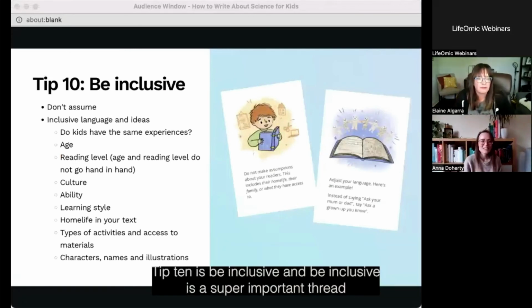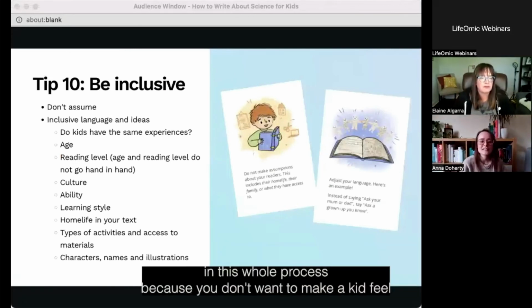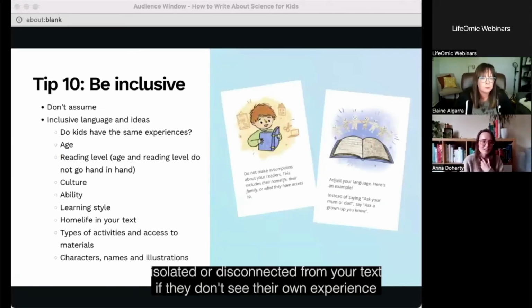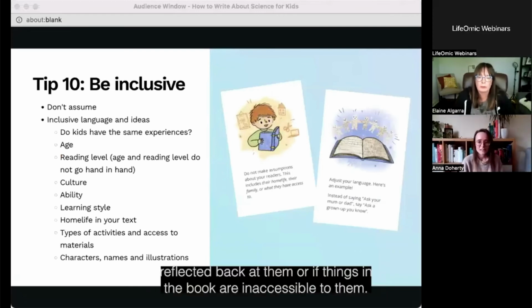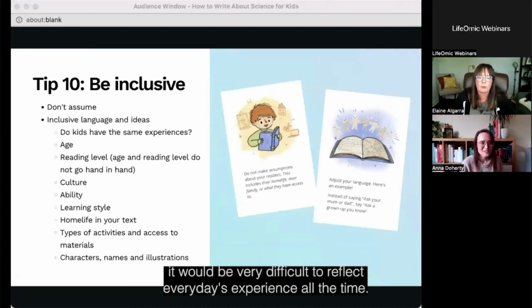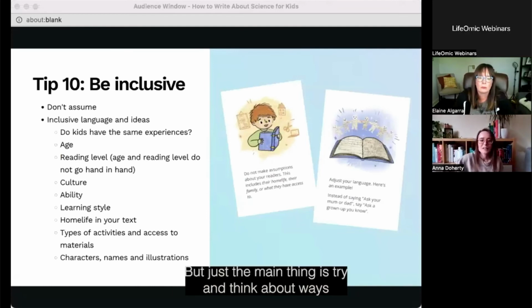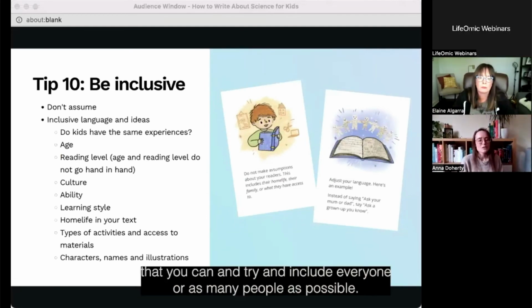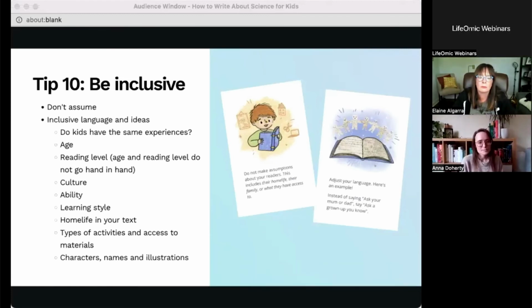And be inclusive is a super important thread in this whole process, because you don't want to make a kid feel isolated or disconnected from your text if they don't see their own experience reflected back at them, or if things in the book are inaccessible to them. And of course, it would be very difficult to reflect everybody's experience all the time because everybody is different. But the main thing is to try and think about ways that you can include everyone or as many people as possible.